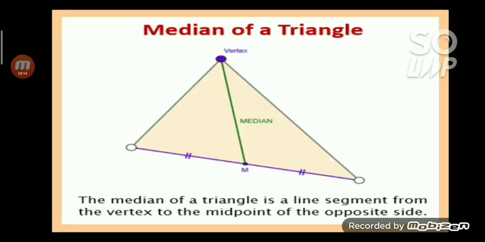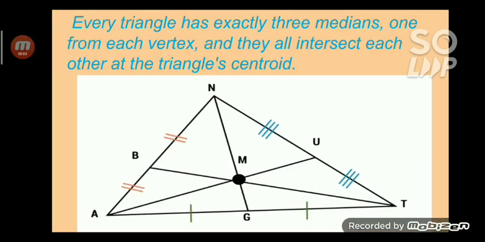So let's talk about the median of a triangle. You can clearly see here there is a vertex colored purple, and the line segment from the vertex to the opposite side, where M is the midpoint of that side. So the median of a triangle is a line segment from the vertex to the midpoint of the opposite side. Every triangle has exactly three medians, one from each vertex, and all intersect each other at the triangle's centroid.